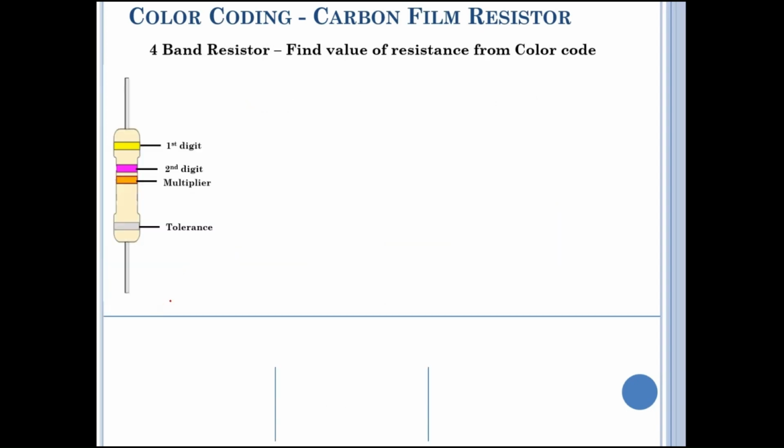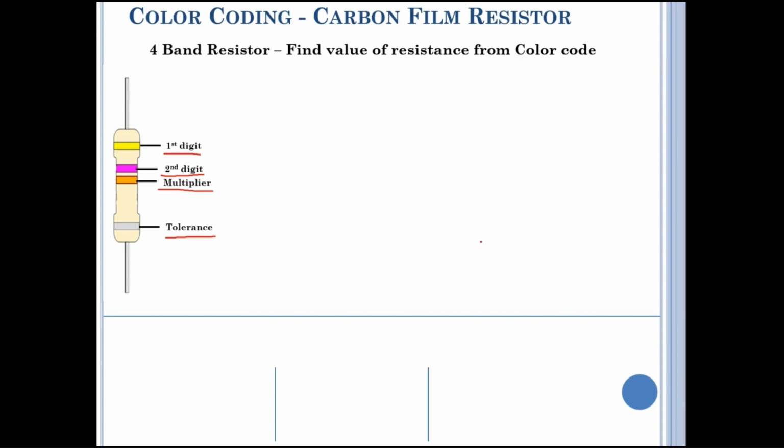Let us start with the 4 band resistor. A 4 band resistor contains 4 color bands on it. The first band represents the first digit of the resistance value. The second band represents the second digit of the resistance value. The third band is the multiplier. The fourth band is the tolerance. Now what is required? You need to have the sequence of colors.